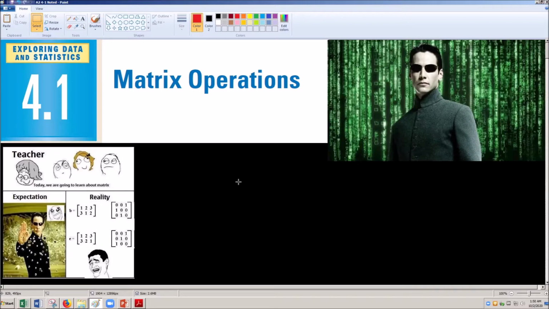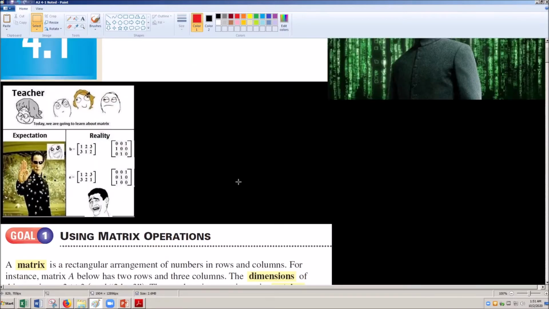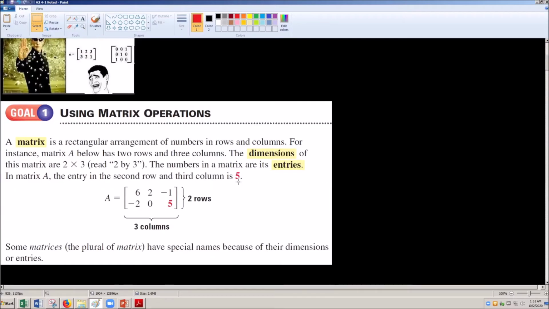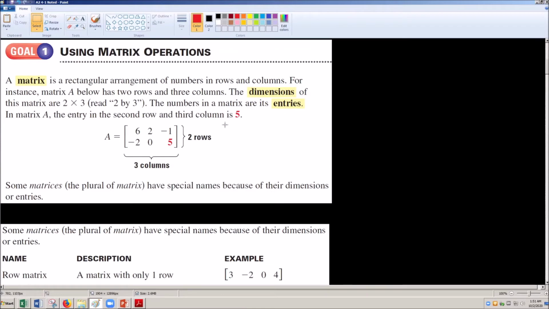This can be a little bit overwhelming to people just because they look scary, but I promise you they're not too bad. As we go through this chapter, we're going to get a little bit more complex. We're going to start out with the basics. So we're just going to start out with how we talk about these things and what a matrix even is and what the plural is.